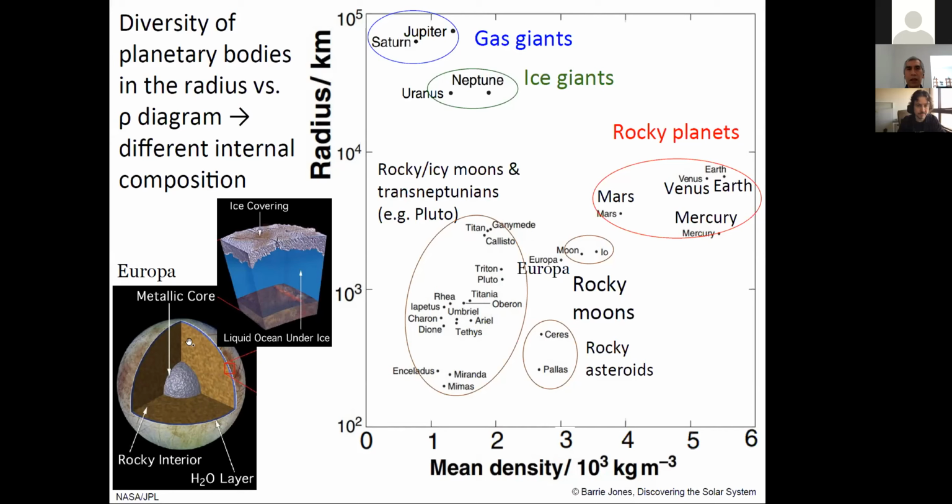It's mostly rocky, so it's close to our moon and also to Io, but it has probably some ice and also maybe a liquid ocean. So the density is going to be a little bit lower than for our moon, for example.